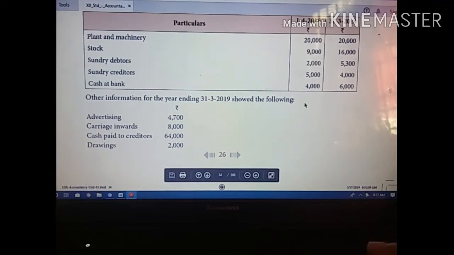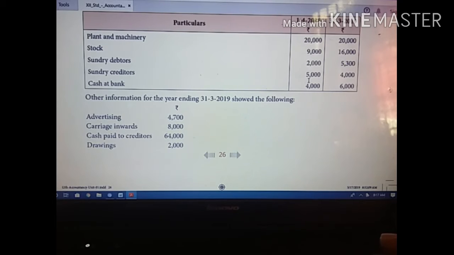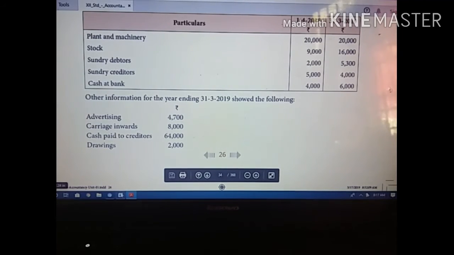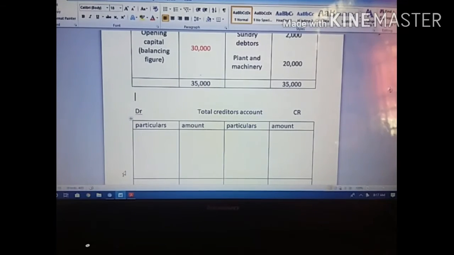So opening creditors 5000, closing creditor 4000. So opening creditor we have to show on the credit side, closing creditor we have to show on the debit side of total creditors account. Then cash paid to creditor, this amount we have to show on the debit side, and purchase return also we have to show on the debit side of total creditors account. So now we are going to open a total creditors account.